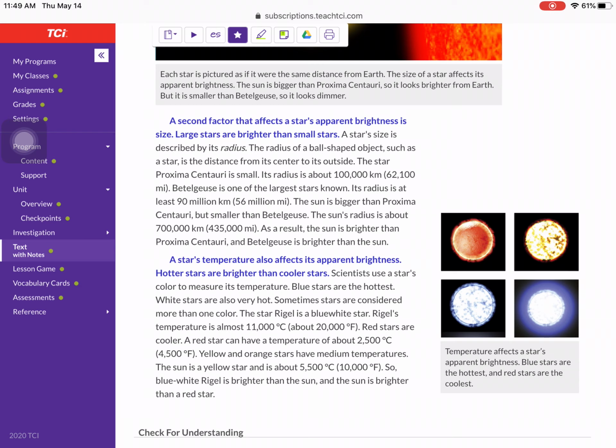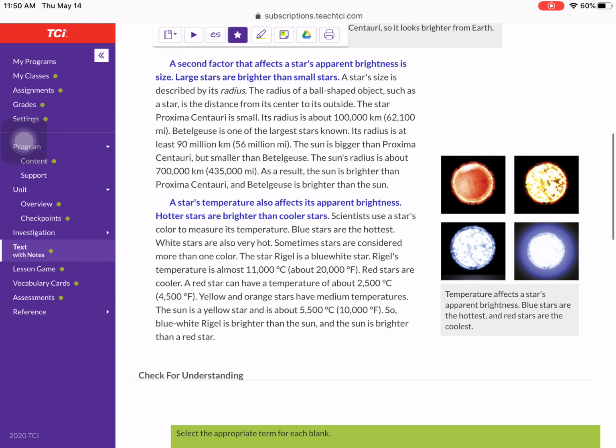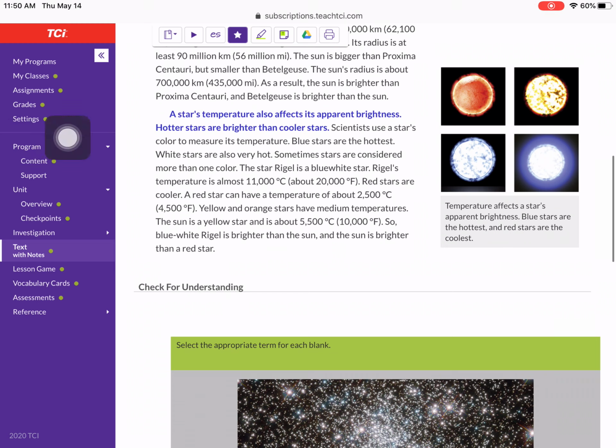The Sun is bigger than Proxima Centauri, but smaller than Betelgeuse. The Sun's radius is about 700,000 kilometers, or 435,000 miles. As a result, the Sun is brighter than Proxima Centauri, and Betelgeuse is brighter than the Sun. Next paragraph. Sorry guys, I've been saying Betelgeuse, but I think it's Betelgeuse.